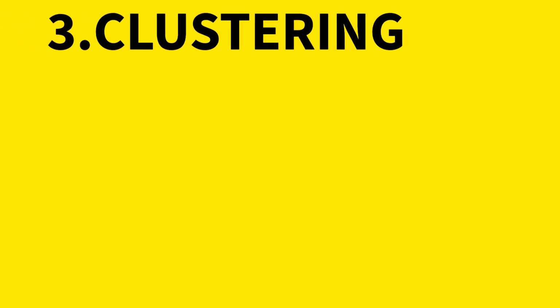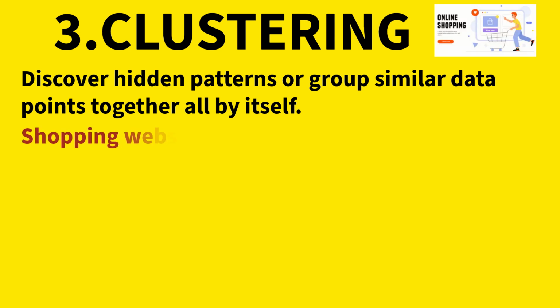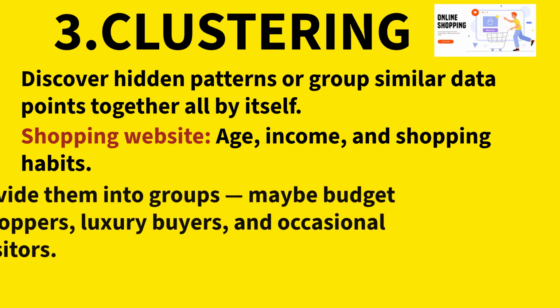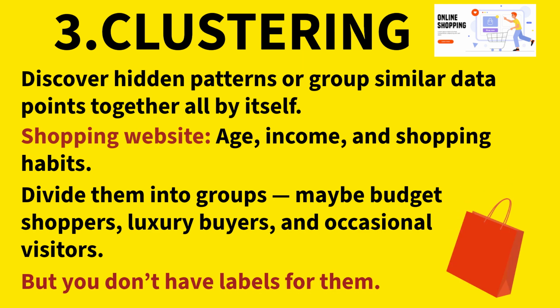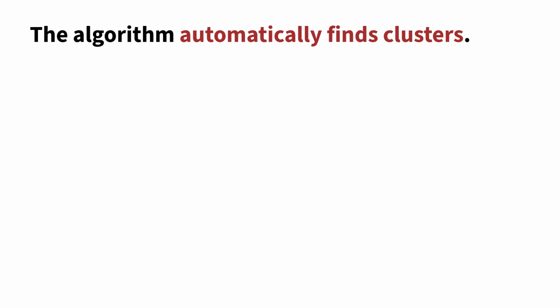Now let's talk about clustering, which is a completely different kind of learning. Unlike regression and classification, here we don't give the model the answers. The machine has to discover hidden patterns or group similar data points together all by itself. Let's imagine you own a shopping website and you have data about thousands of customers, their age, income, and shopping habits. You want to divide them into groups, maybe budget shoppers, luxury buyers, and occasional visitors. But you don't have labels for them. That is where clustering helps. The algorithm automatically finds clusters, groups of customers that behave similarly.